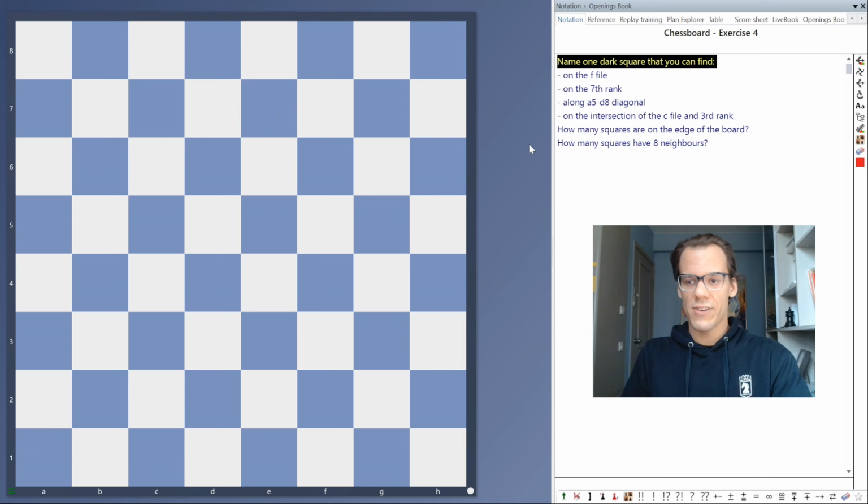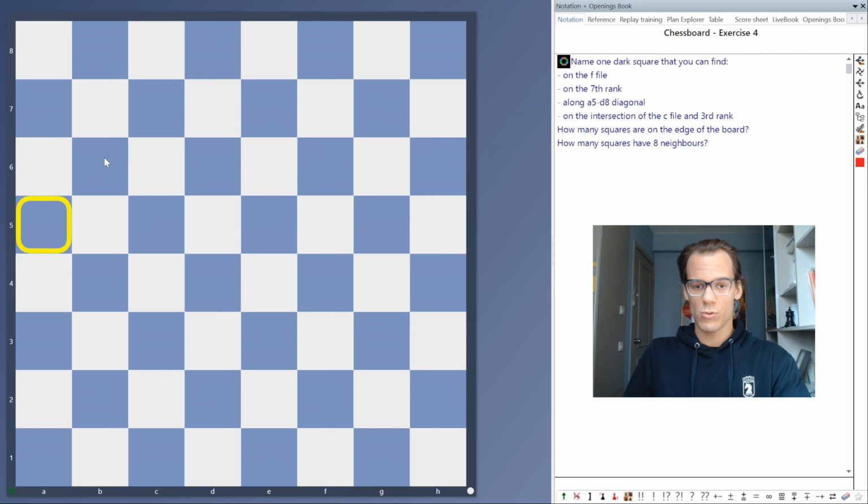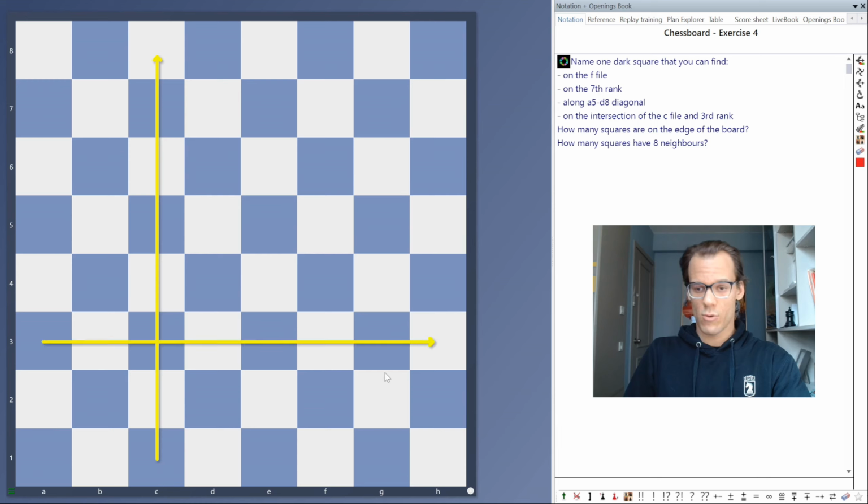And along the A5, D8 diagonal, this is a dark square diagonal, and all the squares are dark, so you can pick any of them. So A5, B6, C7, or D8. Next, we have to pick one dark square on the intersection of the C file and the 3rd rank. So the C file is here, and the 3rd rank is here. So we have the square C3.